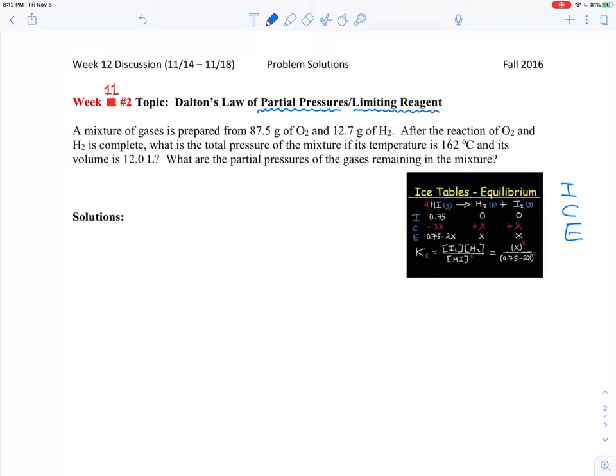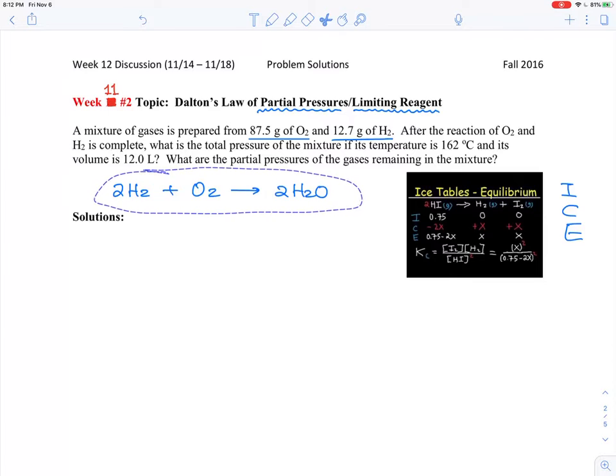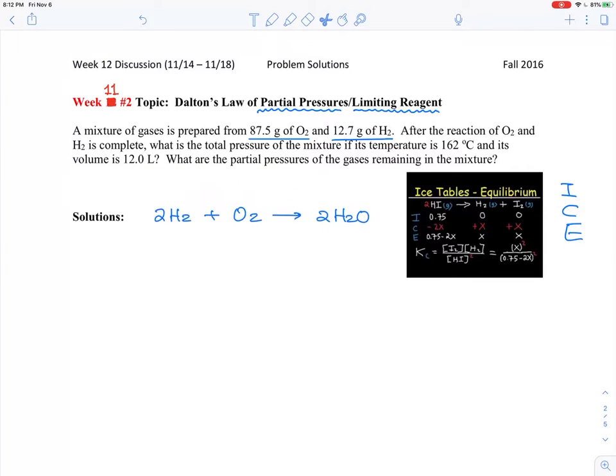A mixture of gases prepared from a certain mass of gas, which we can convert into a number of moles, 12.7 of hydrogen. So after the reaction of oxygen and hydrogen, let's just write this one down first. Hydrogen plus oxygen makes 2H2O. So that's the reaction that we are going to use. Okay.